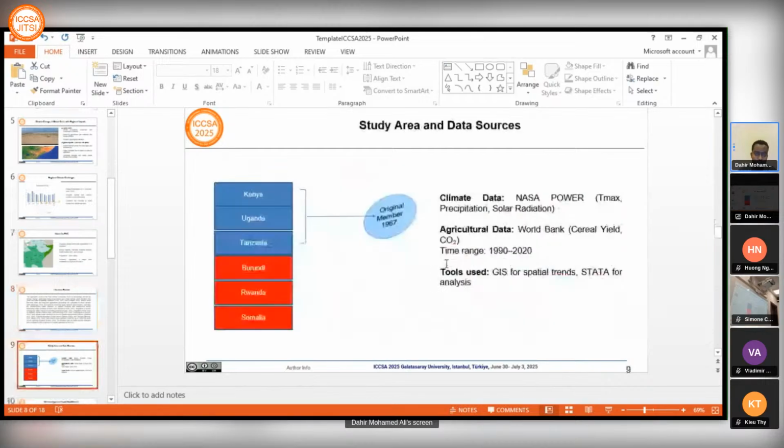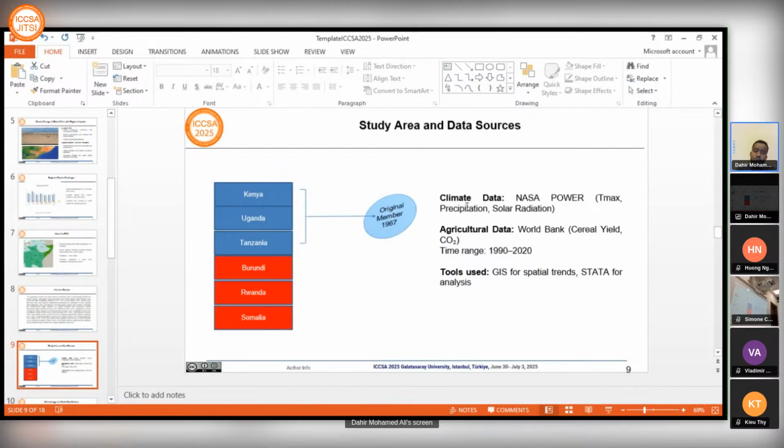When we are talking about the area of our study, we collected the data from different countries. We focus on only 6 of those 8 countries. For the other 2 countries, some data are unavailable. Therefore, we use only those 6 countries. The first 3 countries are original members of the East African community, which are Kenya, Uganda, and Tanzania. And in 2007, Burundi and Rwanda joined, and later in 2003, Somalia joined.